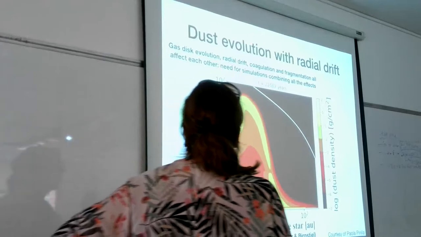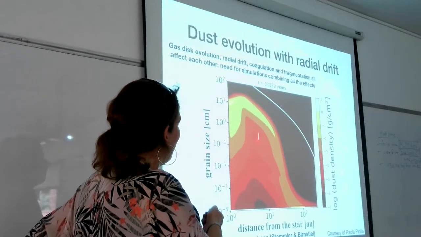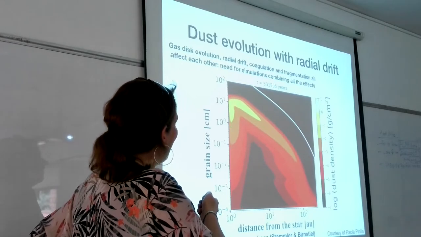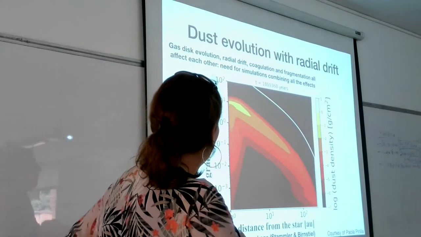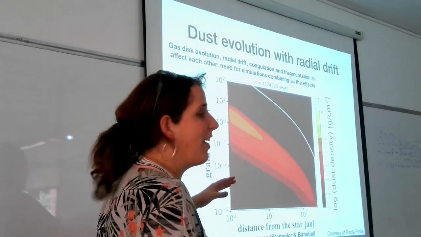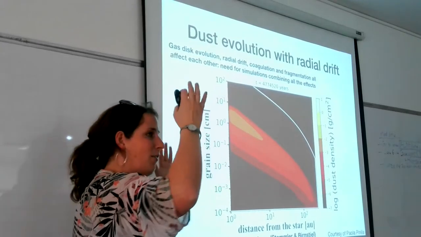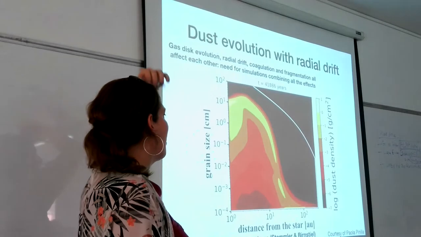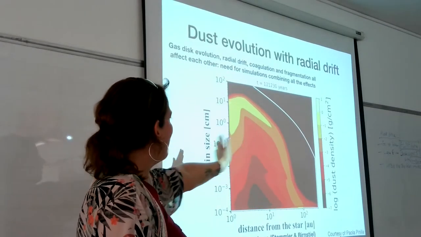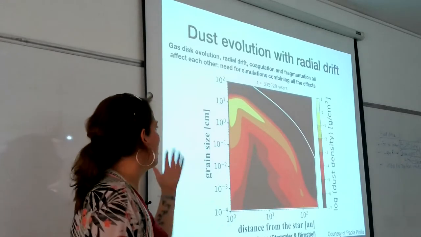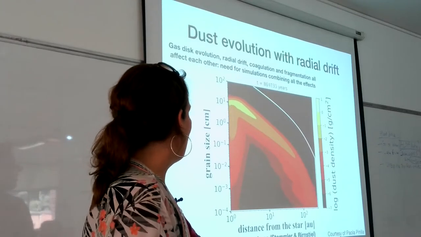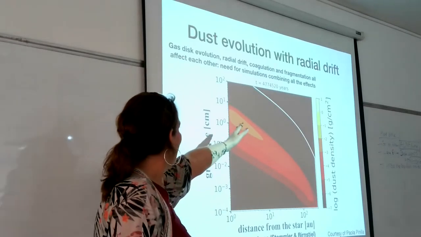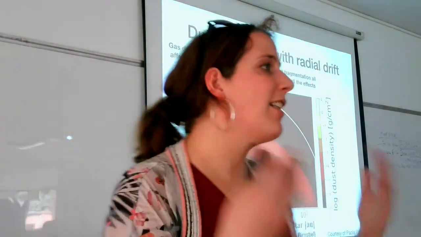I'm just going to run it. So you see that the time goes up, and every time step, we see that the density of the largest grains starts to increase here at the top. But then eventually it starts to decrease again because these largest grains are drifting inwards. So initially we're just growing grains to larger sizes, but then over time, eventually those large grains start to drift inwards, and then you lose them. So the effect is that you get a small number of large grains that are mostly located close to the host star. So this is the effect of radial drift.